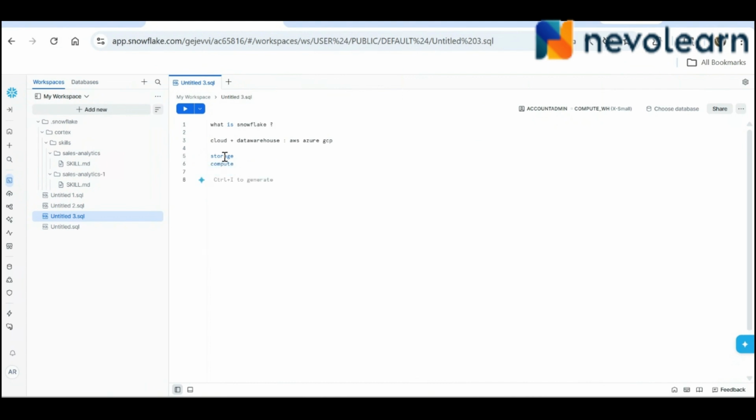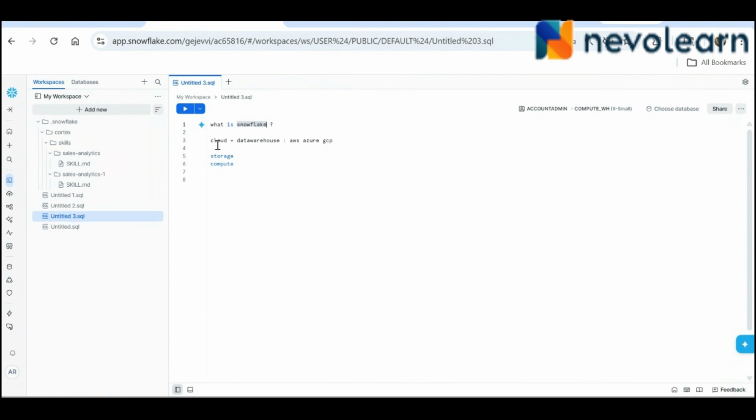What does it mean? I will come here a little later. Before that, I will tell you a couple of things. For example, as I told you, Snowflake is a cloud data warehouse. Why is it a cloud data warehouse? Because whenever we open a Snowflake account, this account will be deployed on either AWS, Azure, or GCP.